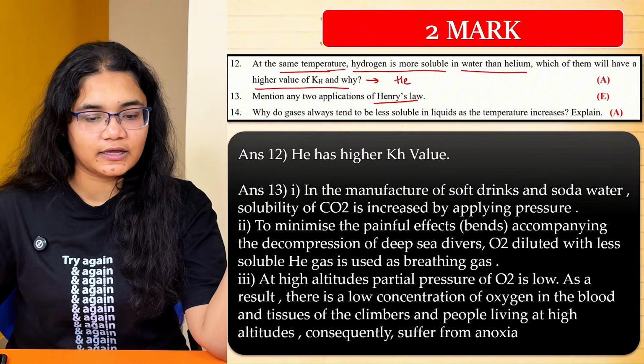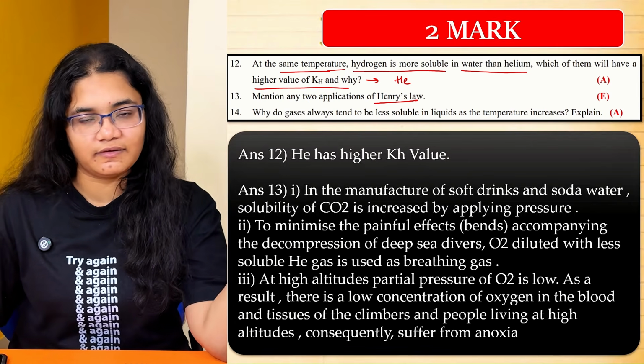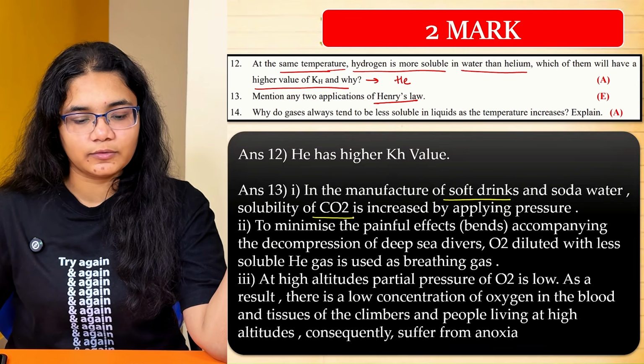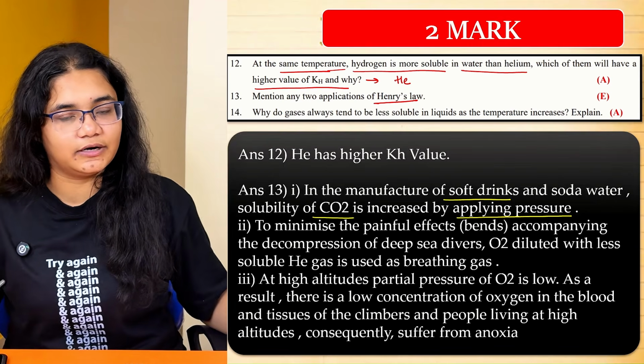If you remember, here they have asked you two, but I have given you all three, because in a 3 marker question they will ask you 3 applications. So in the manufacture of soft drinks and soda water, the solubility of carbon dioxide is increased by applying pressure. If you apply more pressure, more solubility will be there.